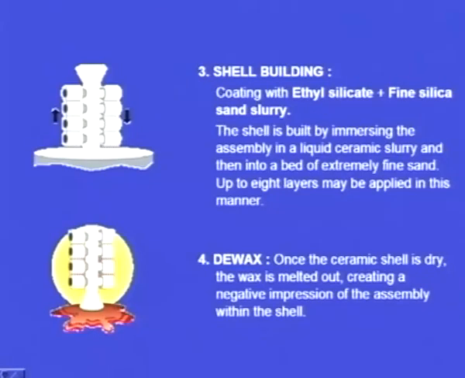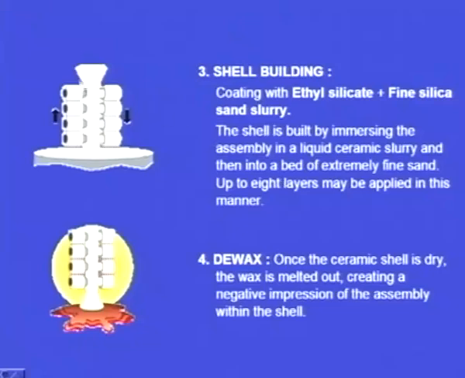Next one, we make another shell, that is we use another ceramic slurry. Here we have used slurry made up of ethyl silicate plus fine silica sand, that is one slurry, and here we are using another slurry, that is the ceramic slurry. We dip this assembly into the ceramic slurry and we sprinkle fine silica sand, and it is dried.